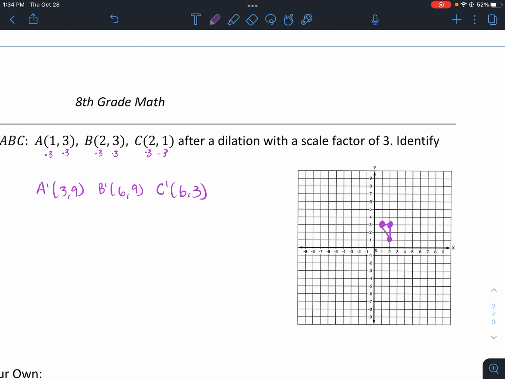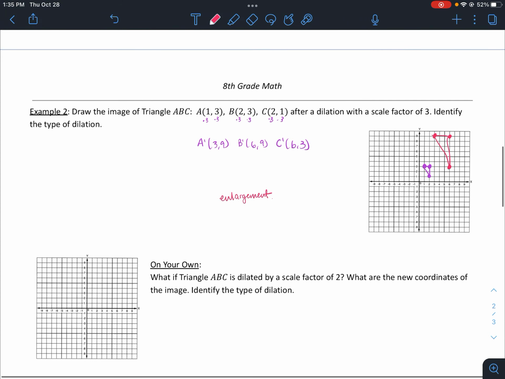All right, so now let's plot these points and see if I get it correct. So 3, 9 would be right here. 6, 9 would be right here. And 6, 3 would be right here. Did it get larger? Yes, it did. And because it got larger, this is what we call an enlargement. All right, so why don't you do on your own number 3.